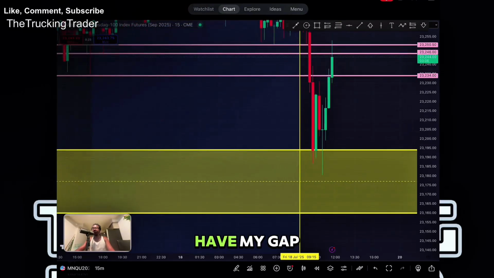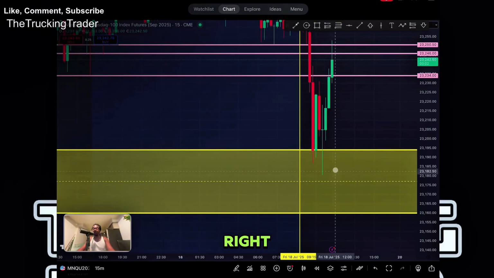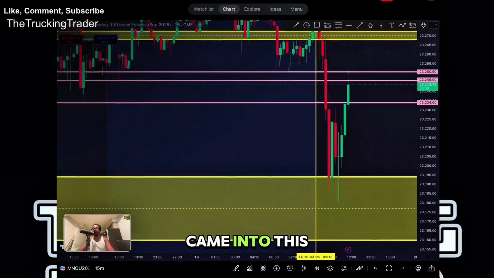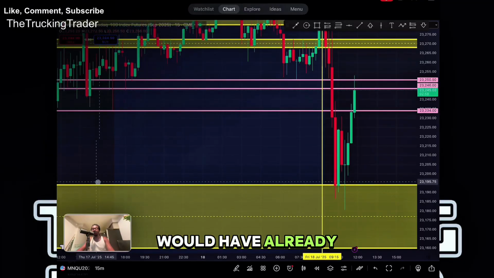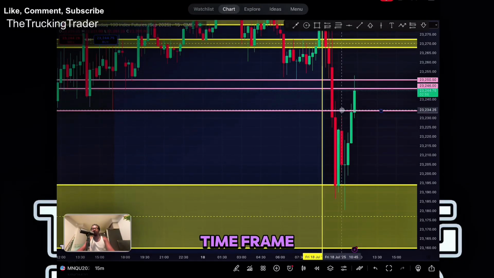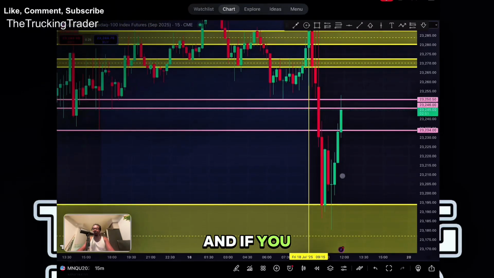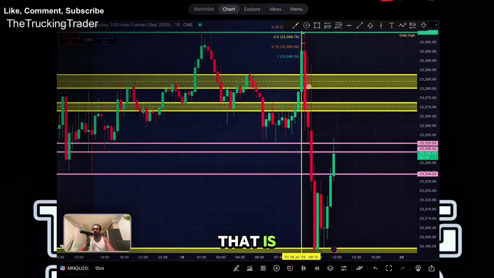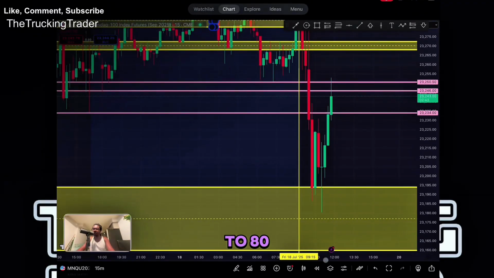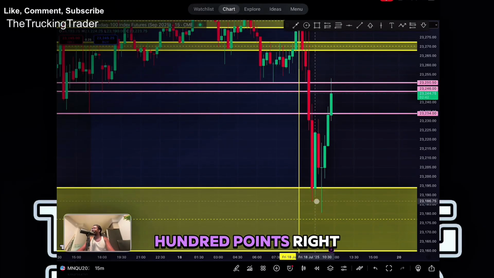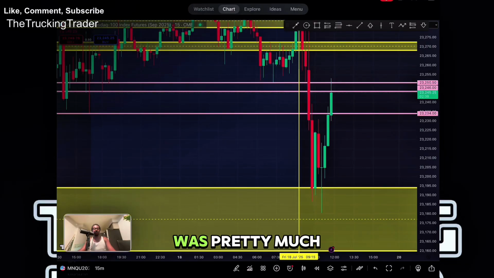Then I'll also have my gap from the 1 hour time frame, right? Before price would have ever even came into this gap, we would have already seen that from the 1 hour time frame. So we know price could also want to come down into this gap, right? And if you guys look at how many points that is, I would say from 23 to 80, that's a nice 100 points, right? So the trade that I took was pretty much that.